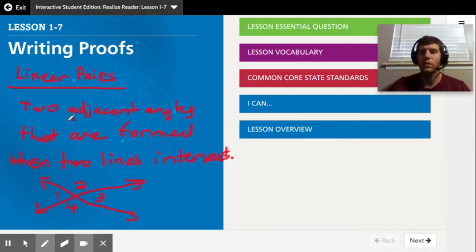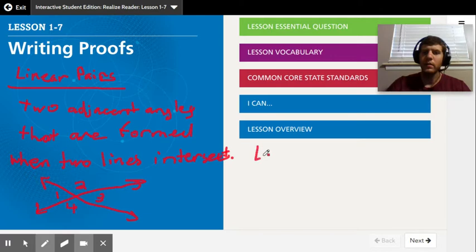They're adjacent. Adjacent means that they're right next to each other. They share a ray in common. One of the rays of the angles is shared between them. So 1 and 2 are a linear pair. 2 and 3 are a linear pair. 3 and 4 are a linear pair. And then 1 and 4 are a linear pair. Okay, so adjacent angles that are formed when two lines intersect.